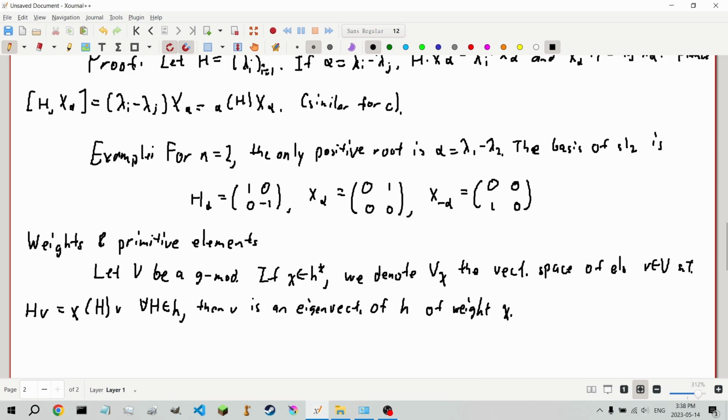This comes as a proposition, which states that if alpha is a root and v is an eigenvector of weight chi, then the action of x alpha on v, the new element, is inside V of chi plus alpha.